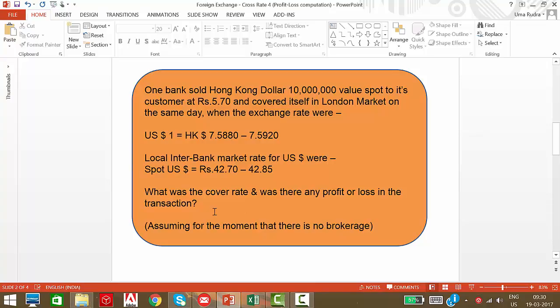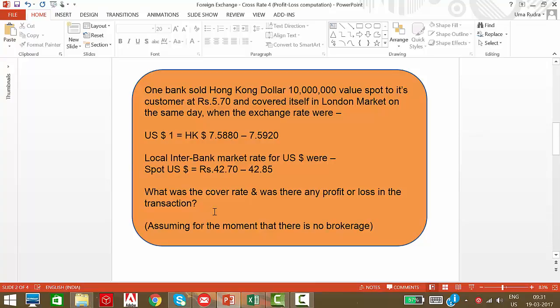So we need to determine what was the cover rate, meaning what is the INR per HKD rate at which the bank covered itself. What was the cover rate, and we need to see whether there is any profit or loss in this transaction. So clear? Let me repeat once again.